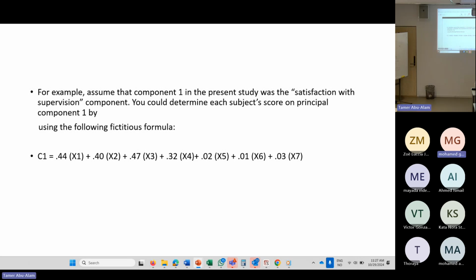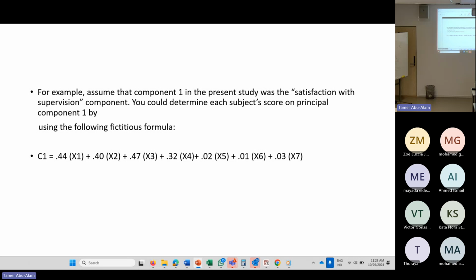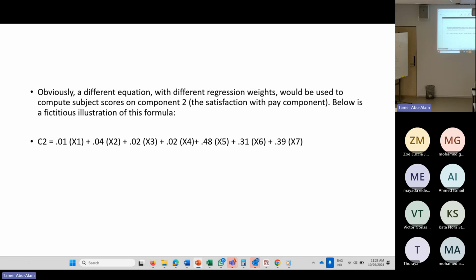Vicky? Okay, sorry. She raised her hand before you. Any other comments or any other observation? Yeah, this is exactly the most important observation here. In component 1, if we look at the factor of x1, it is 0.44. If we go to component 2, it's 0.1. If we go to the factor in front of x7, for example, it is 0.3 in component 1. If we go to the factor in component 2, it is 0.39, so it's larger.